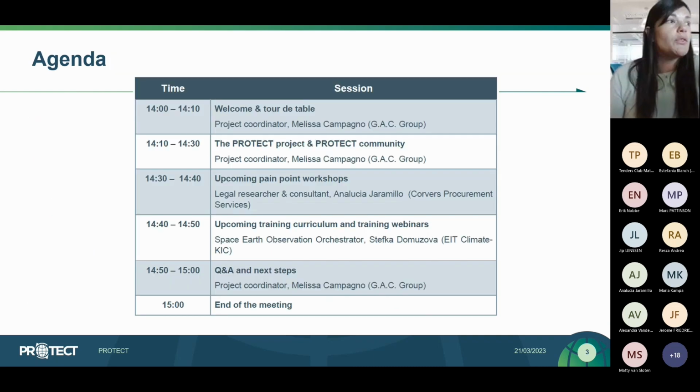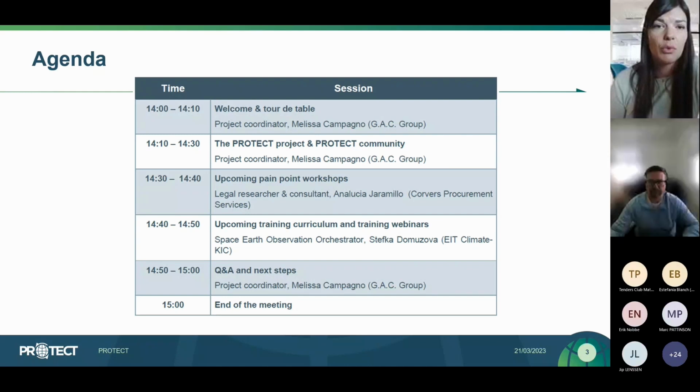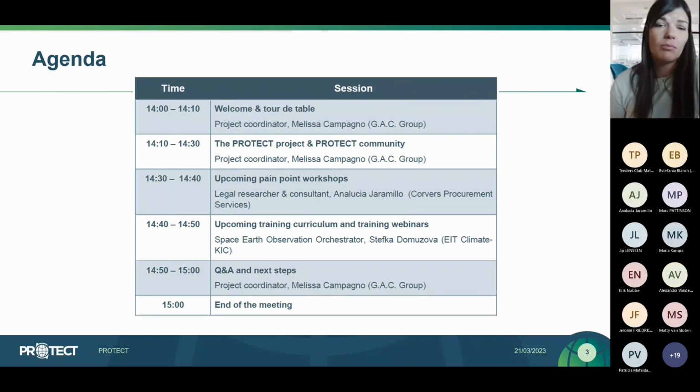So what's on the agenda? First of all, I will introduce myself. My name is Melissa Campagno. I work for GAC Group, which is the consulting company coordinating the Protect project. We are working with 9 other partners on this very nice project that I'm going to present to you in a second, together with the overall goal and mission of this project. Why are we talking about Protect? What do we aim to do during Protect? And what are going to be the main tools that we will use for communicating with you if you agree and move forward with us in the Protect community and its activities.